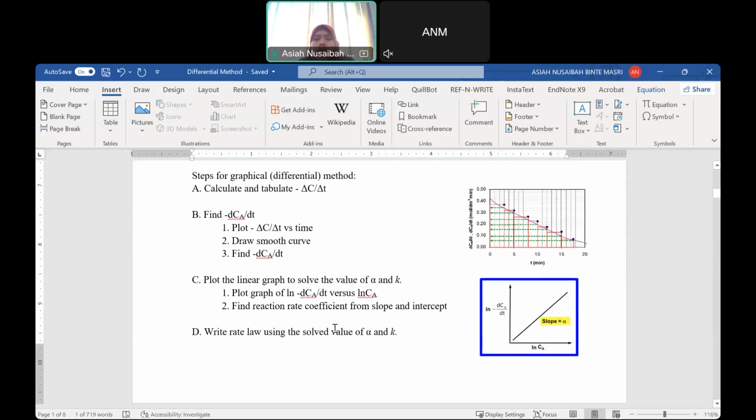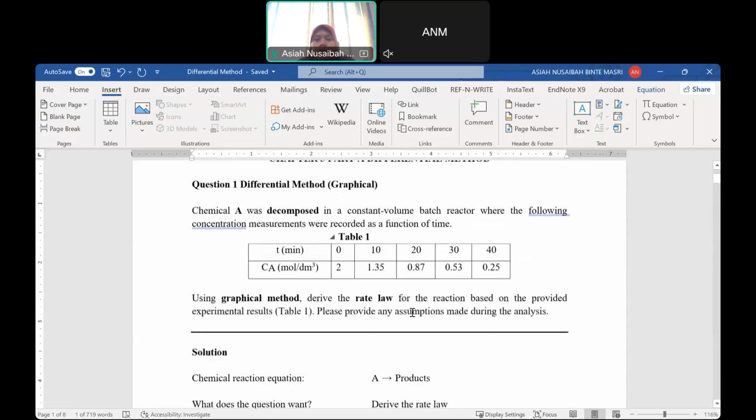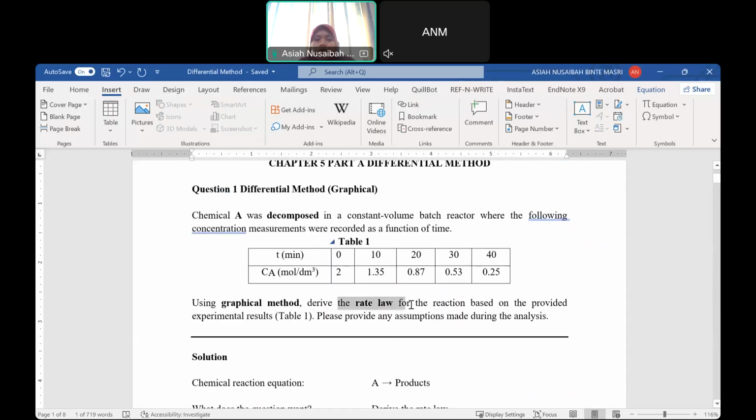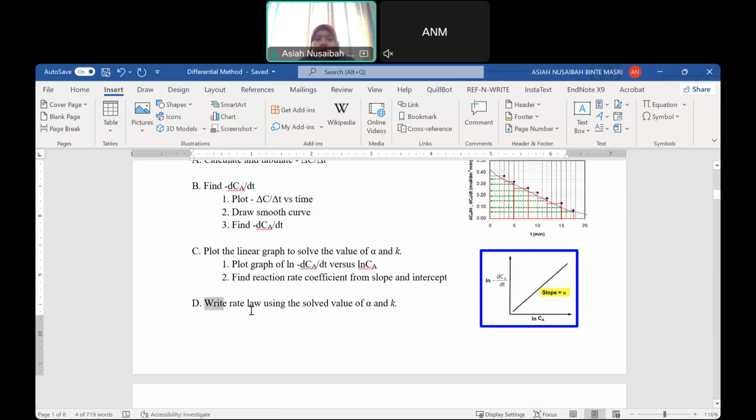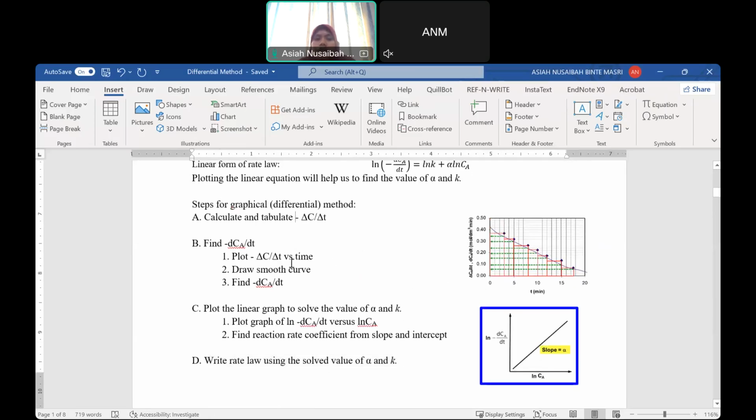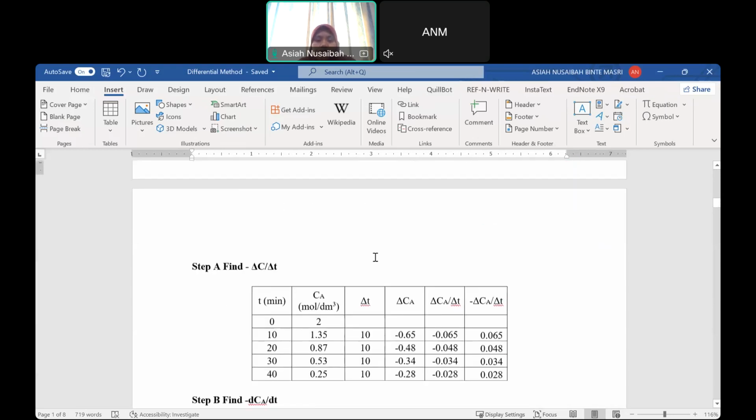Once you solve it, remember the question asked you to derive the rate law. That means you go to the final step, where you rewrite the rate law using the solved values of alpha and also k. So those are basically the steps involved to solve this question. Let's go solve it.